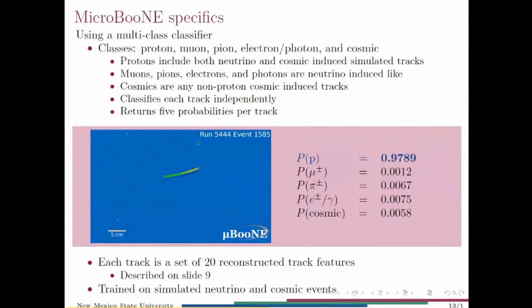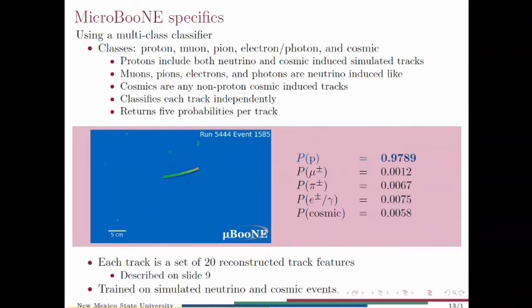So then what we're doing in MicroBooNE is trying to classify 5 different types of tracks at once. We have one classifier, and it tells us whether this is a proton, which is either neutrino-induced or cosmic-induced, and then muons, pions, or electromagnetic stuff from neutrinos, or any other type of non-proton cosmic. Those are the 5 classes we use.